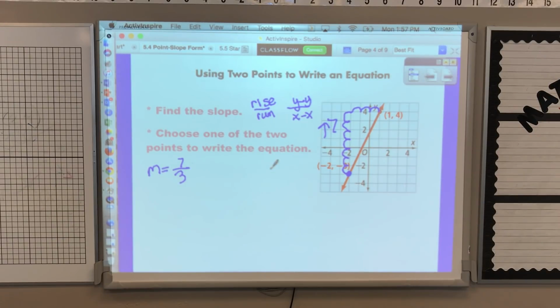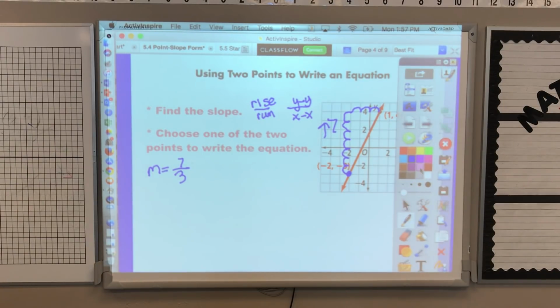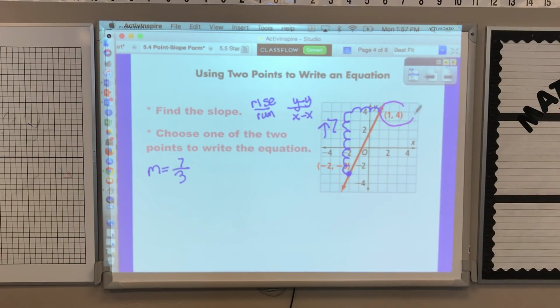And the next step is choose either of your 2 points to write your equation. So you can choose either one of those ordered pairs. I'm going to write them both to show you what each of them would look like. So if I choose 1, 4, the x1 here is 1, the y1 is the 4.